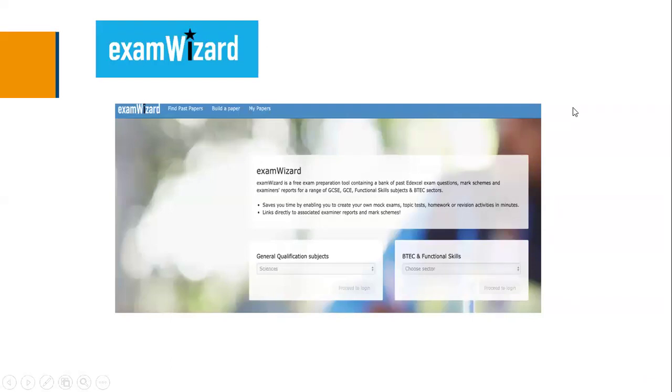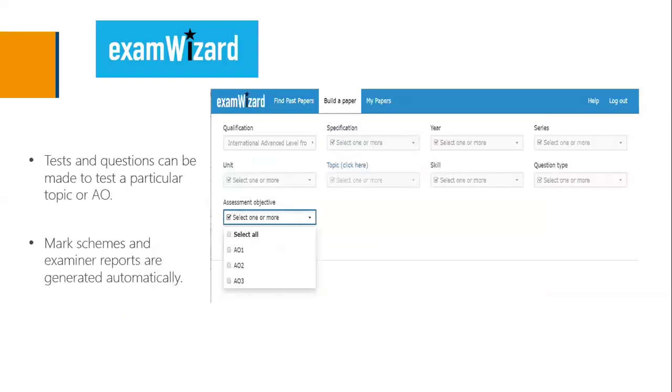Exam Wizard is a free to use resource. You can access it when you are signed up to deliver Pearson qualifications. And you can use it to test a particular assessment objective or a particular topic. And when you use Exam Wizard to set a test for your students, the mark schemes will also be automatically generated, which means that the mark schemes you use are the ones that were used when the question was used in the exam, and the examiner reports that went with those will also be generated.